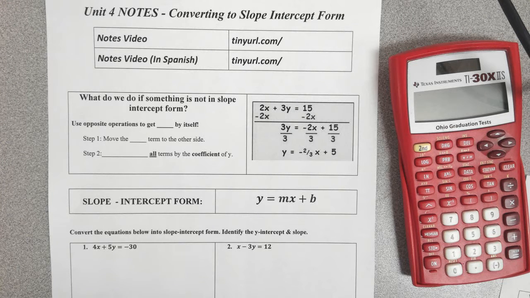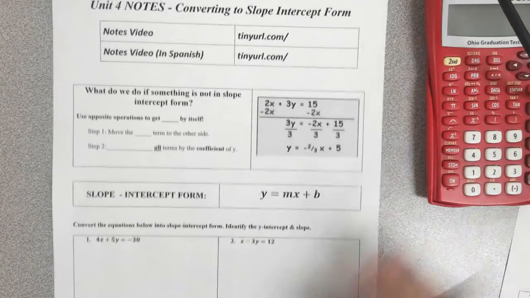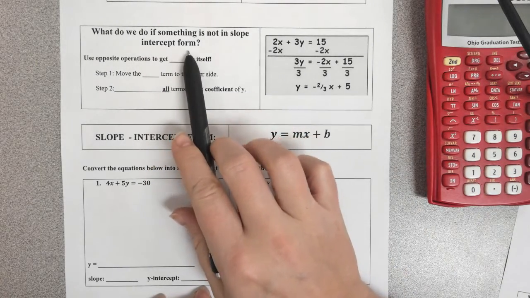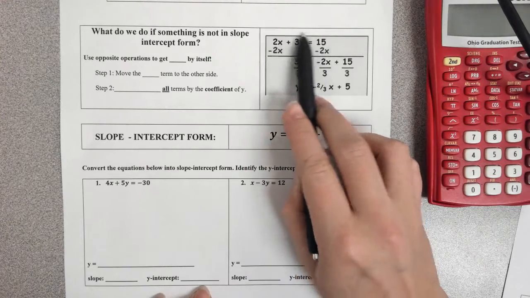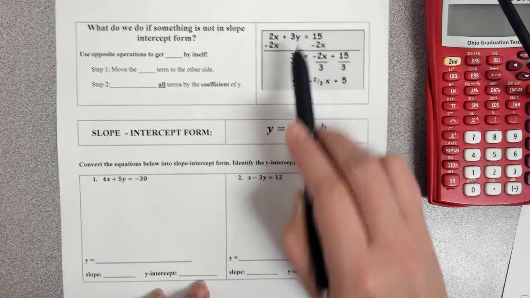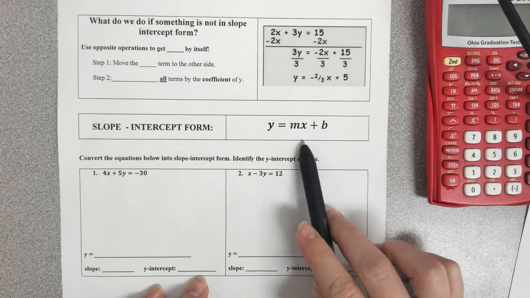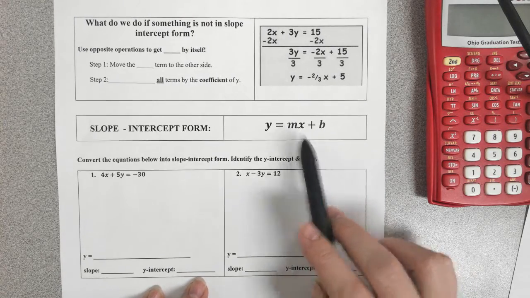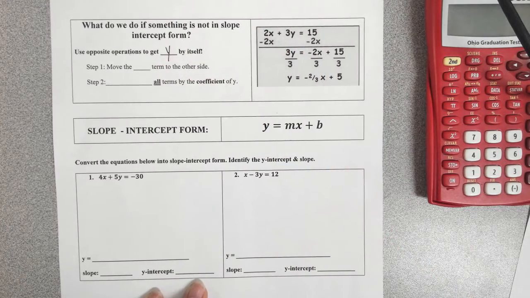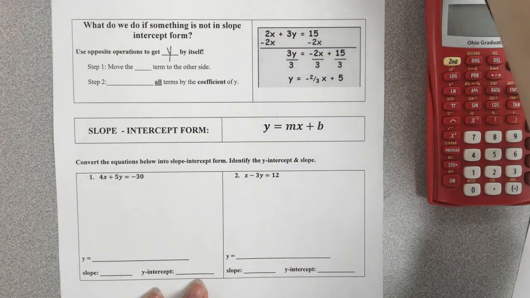For this video, we're going to talk about converting an equation into slope-intercept form if it's not in that form to start with. The question we're trying to answer is, what do we do if something is not in slope-intercept form, like if we start in this format? Well, we need to get y by itself so that we will have the equation in slope-intercept form. So we're going to use opposite operations to get y by itself. That's going to be our overall goal.